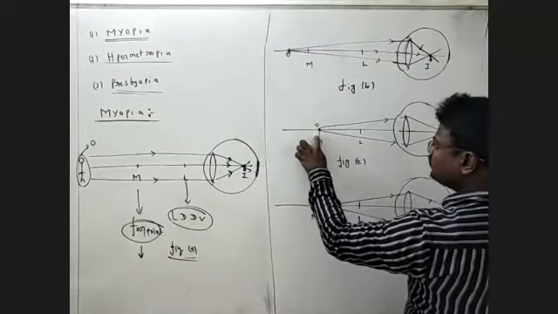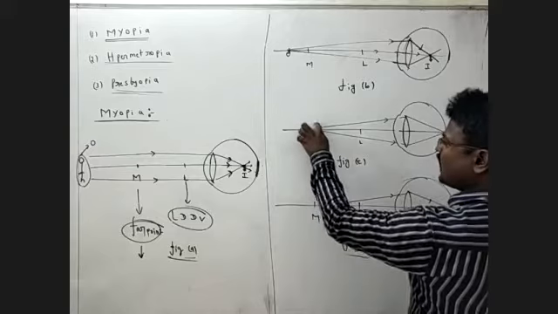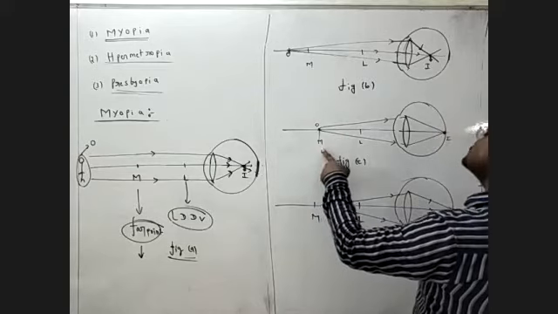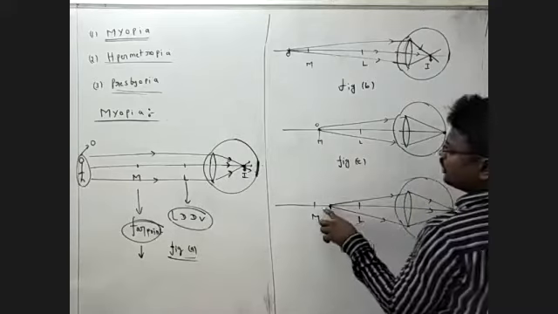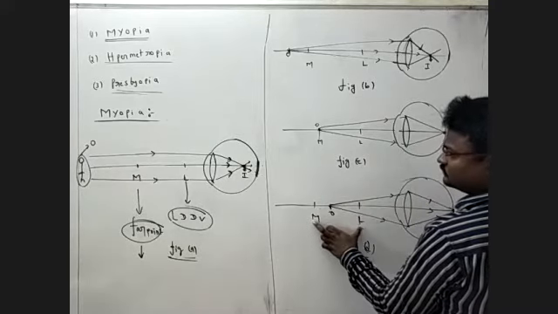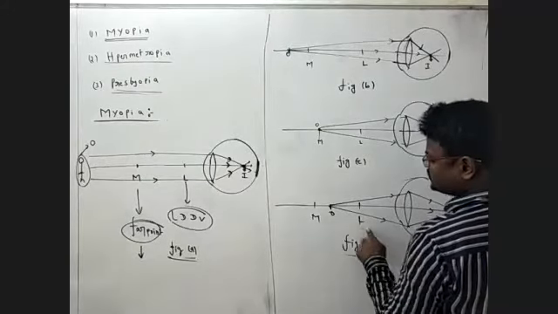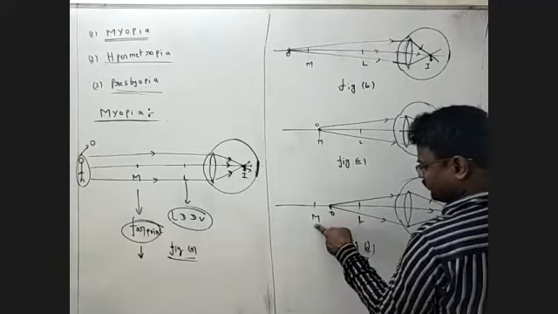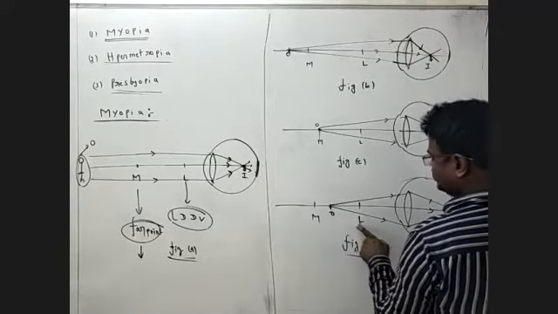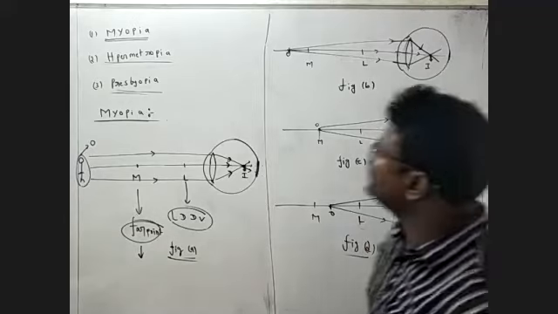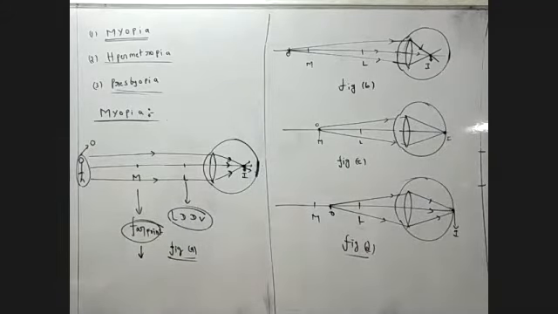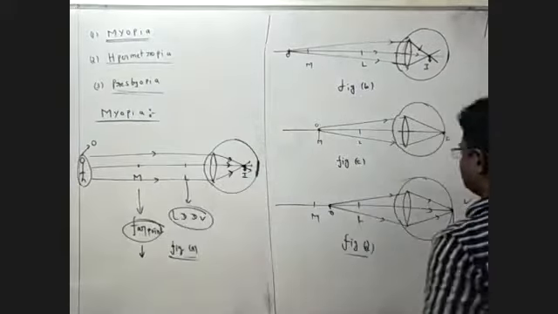So the object is placed on the far point and the image forms on the retina. And the object is placed between M and N, between the near point and the far point. This is the near point. This is the far point. The image forms on the retina. So figure A and figure B have a problem. Figure C and figure D are a healthy person.